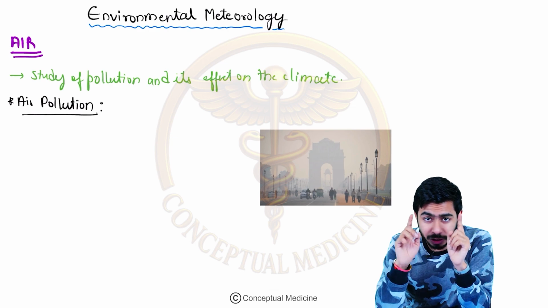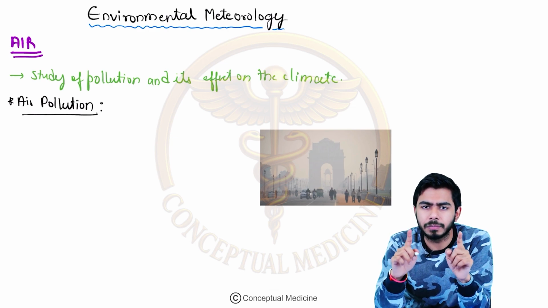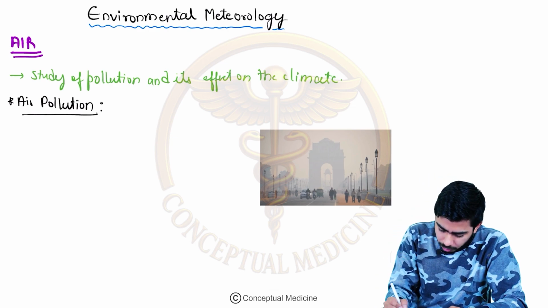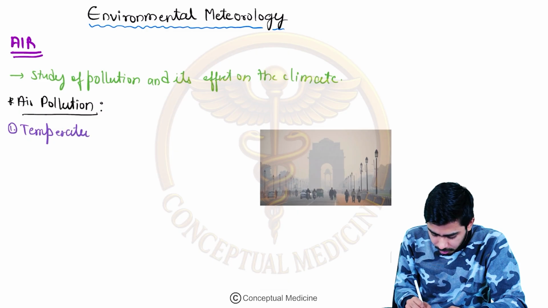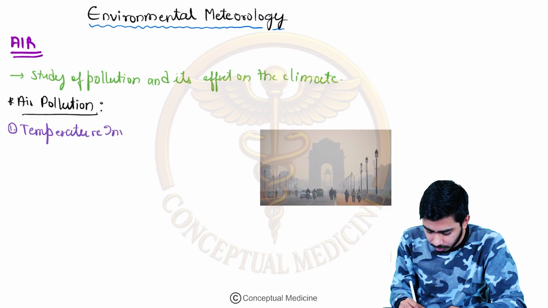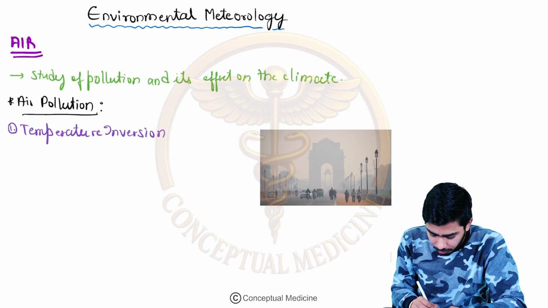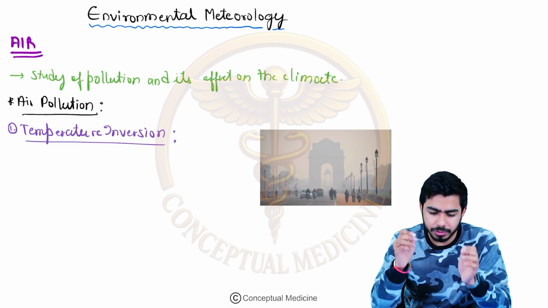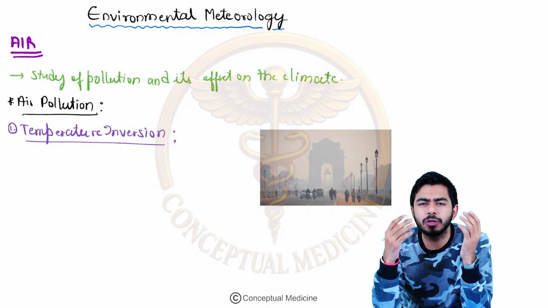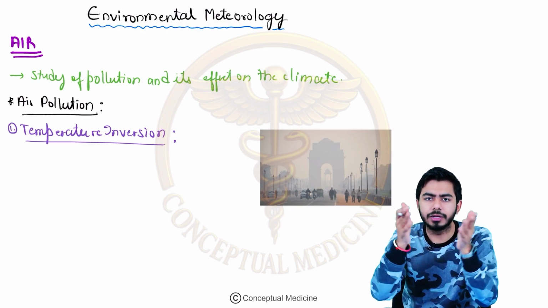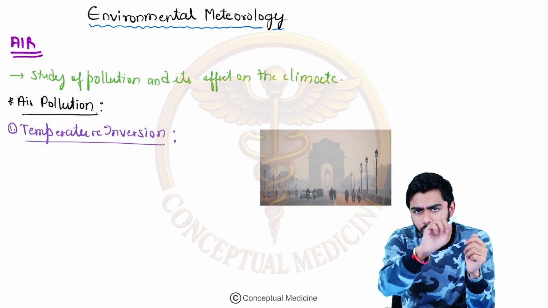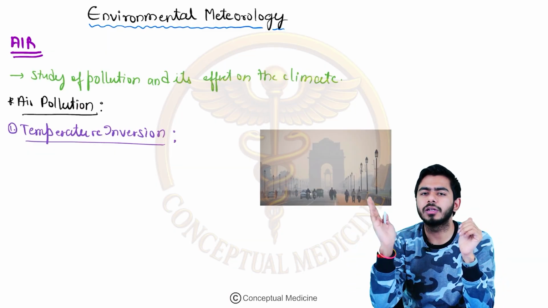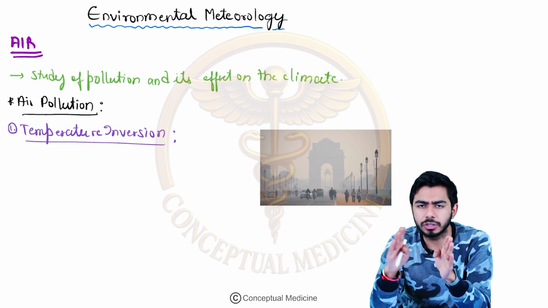The first term I want to introduce in air pollution is temperature inversion. This was once asked 2 or 3 years back. So what is this temperature inversion, guys? It is the rapid cooling of the lower atmospheric layers. In the atmosphere, we have layers, and if rapid cooling is happening in the lower atmospheric layers, this is simply called temperature inversion.